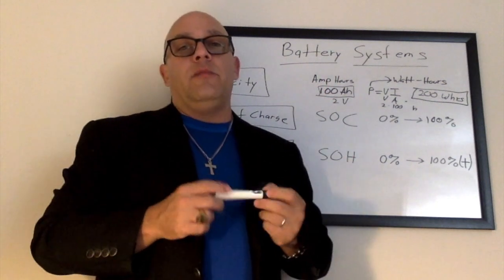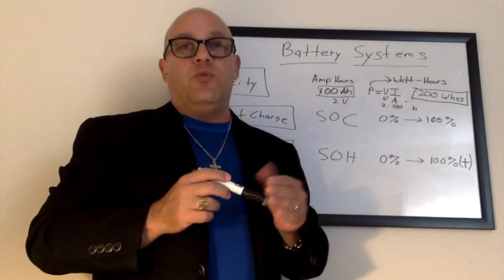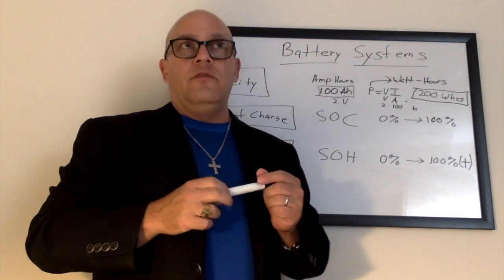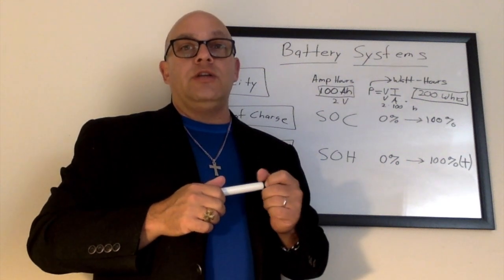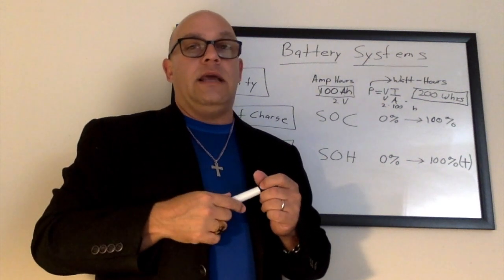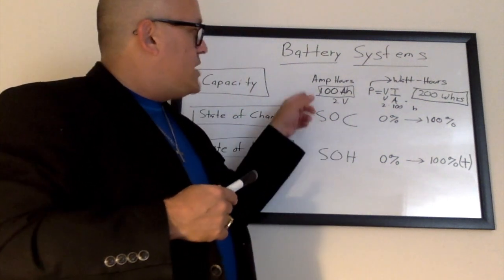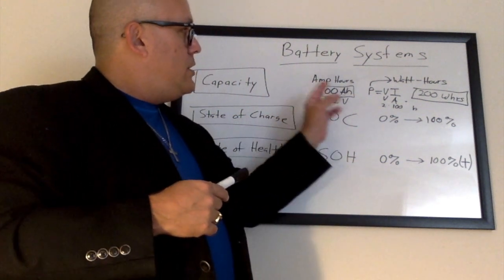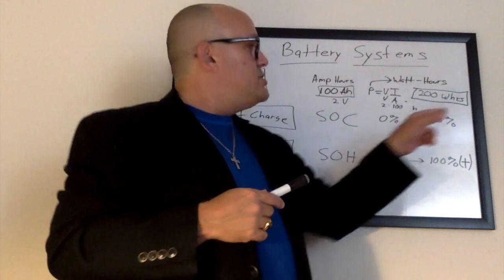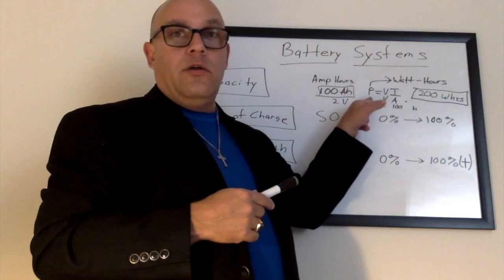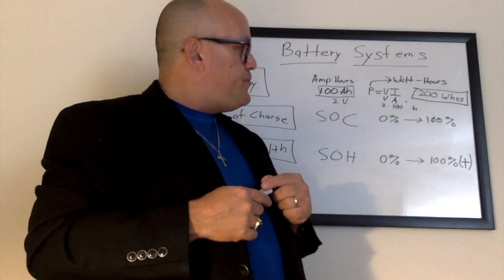Do not get into the complications of series and parallel at this point. That's more of an expert level calculation that you're going to need to go through some more lectures to understand how that works out. But for just a single cell at 100 amp hours at 2 volts, your watt hours is going to be 200 watt hours. Just plugging in the straightforward equations we all learned in high school physics.